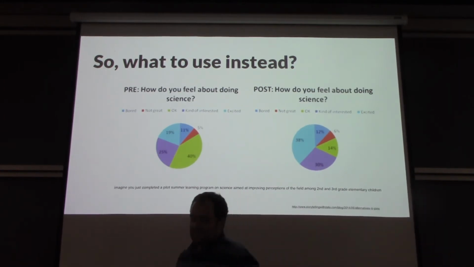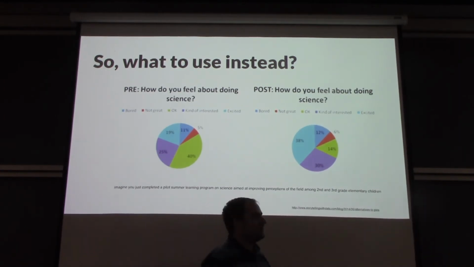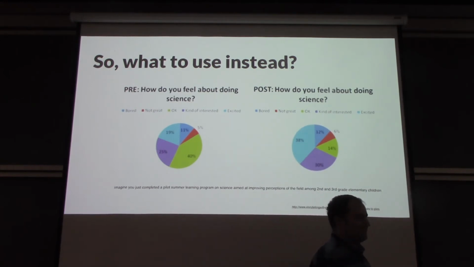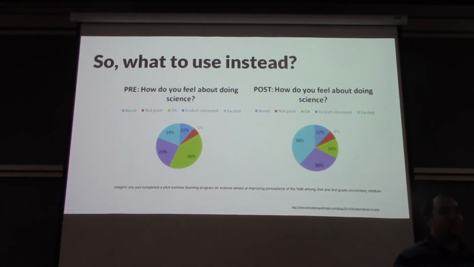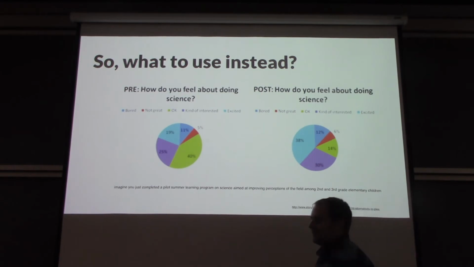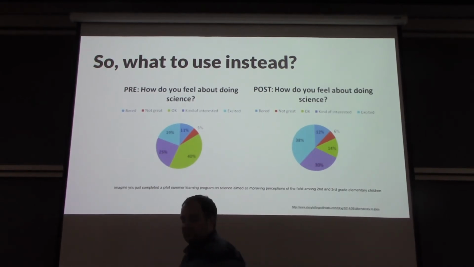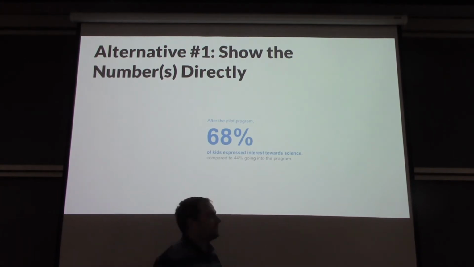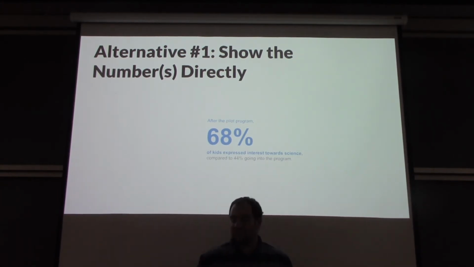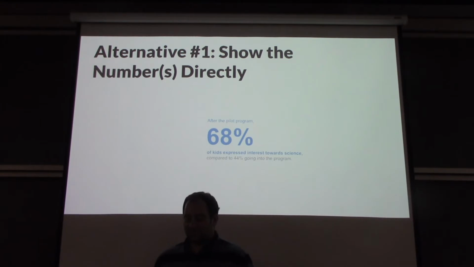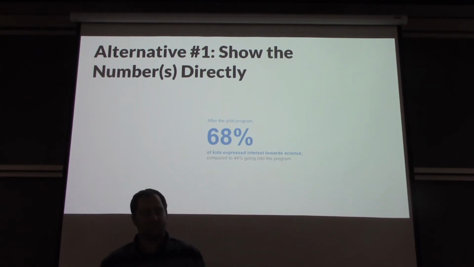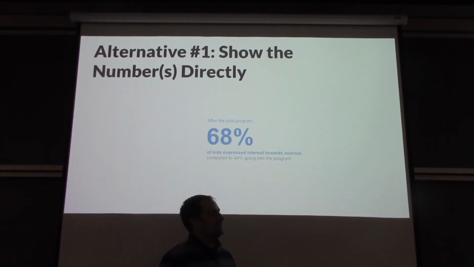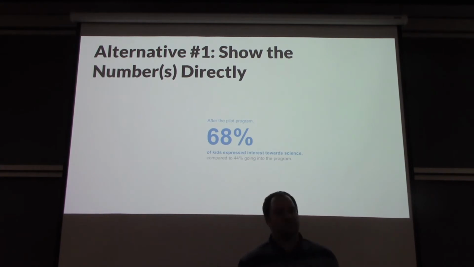So this is not one of those tricky cases where the pie chart is hard to read because we have too many segments and too many colors and so on. But still, making this comparison is quite effortful for us. So here's a couple of redesigns for that. First, we could show the numbers directly. We could say, after this program, 86% of kids expressed interest towards science compared to 44% before going into the program. Just numbers, just a sentence.